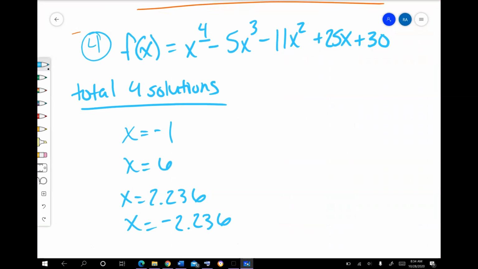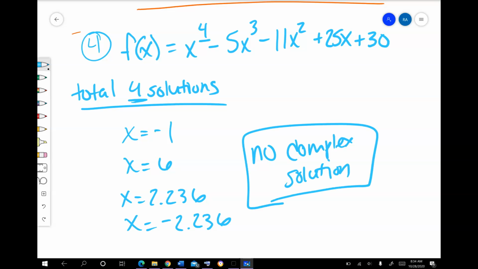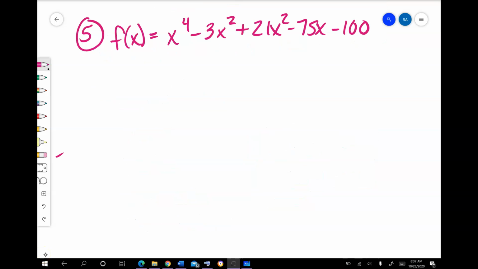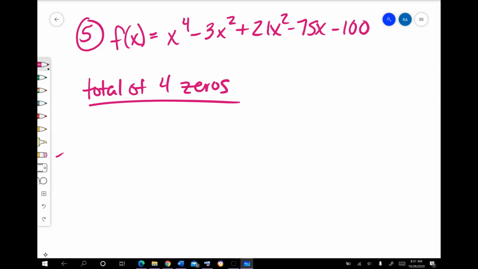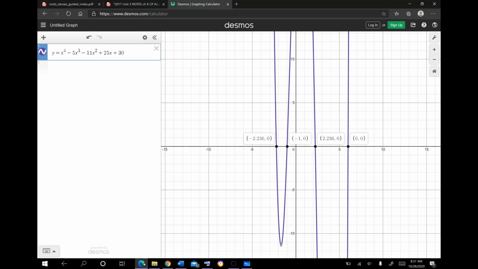So, do I have any complex solutions here? No, that is all 4 of my solutions, which I said is what I should have. So, there are no complex solutions here either. Okay? All right, let's do another one. All right, so let's find this one. Okay, so my degree is 4, so I should have a total of 4 zeros. Okay? All right, let's see how many real we have, and then whatever's left over is going to be your imaginary. Okay? So we go to Desmos, and we're going to type it in.